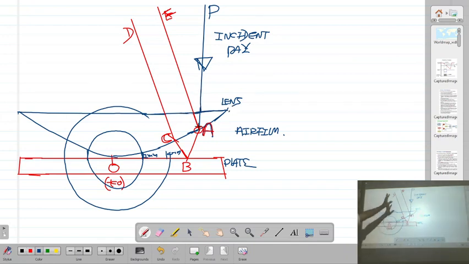So AE is the first reflected ray, CD is the second reflected ray. The ray of light PA is incident on the convex lens and glass plate system at point A of the lens. It partly reflects in the direction AE and partly transmits in the direction AB. From point B, it is again reflected in the direction CD. So we are getting two reflected rays. AE is the first reflected ray, CD is the second reflected ray.